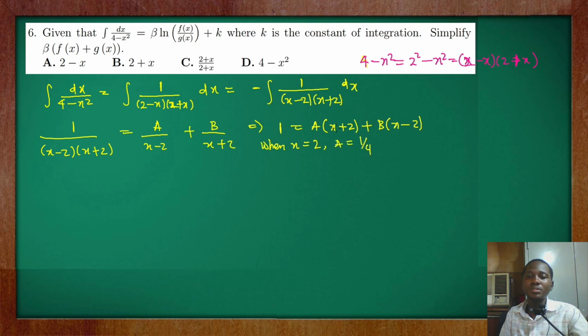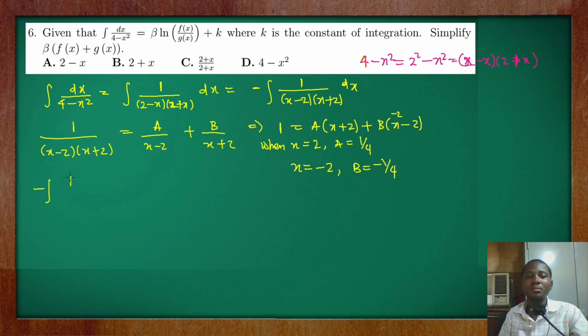Okay, because if you put x to be 2 here, we are using the cover up method just from our elementary days in partial fractions. So this one goes to 0. Then here we have a multiplied by 4, and dividing both sides by 4, you have a to be 1 over 4. And when your x is minus 2, if you substitute minus 2 here, you have 8 multiplied by 0, which is still 0. Then here we have minus 2, that means our b is going to be minus 1 over 4.